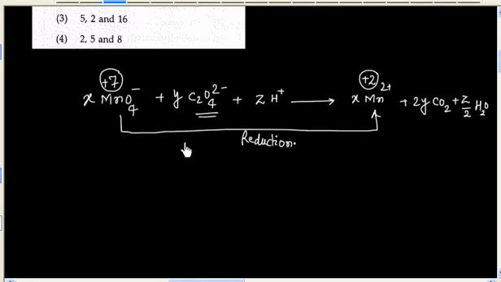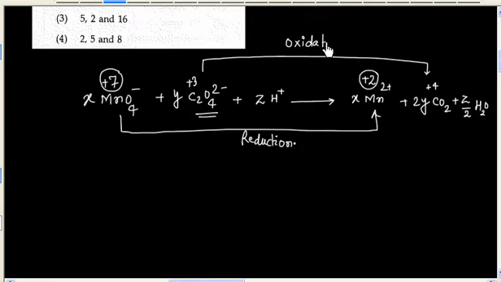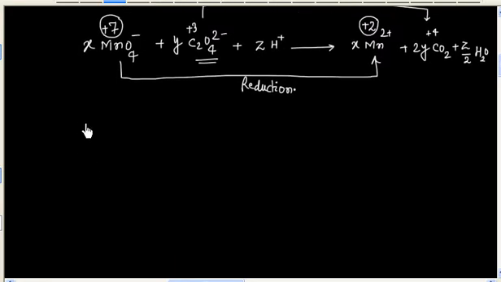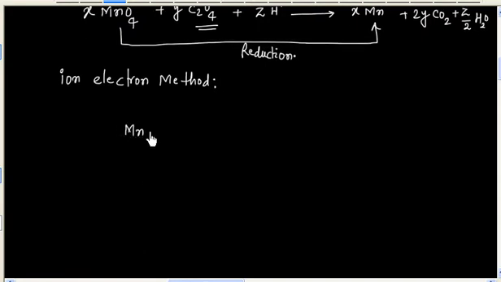Now in this case, carbon has a +3 oxidation state and the carbon in CO2 has a +4 oxidation state. So this is the oxidation half. So let us balance the two halves using the ion-electron method. The medium is acidic.